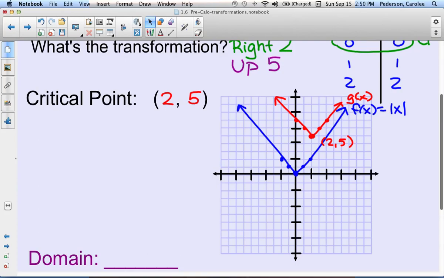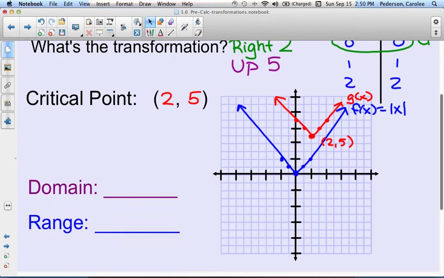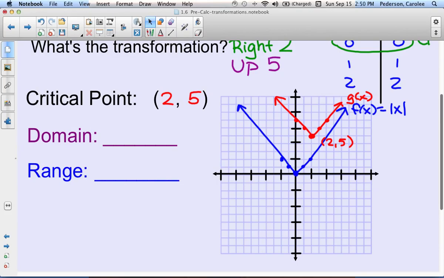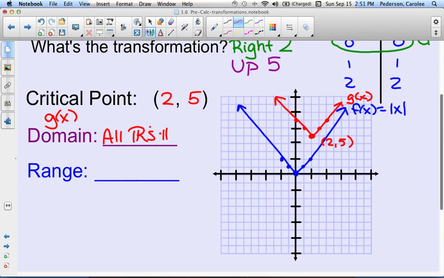If we ask you for the domain of this function, or the range of this function, could you identify that for the new red function? The domain for g of x would be all real numbers. The range starts when the y is at 5, so y is greater than or equal to 5. And this is for the g of x function.